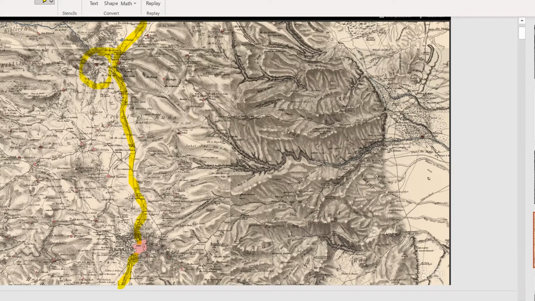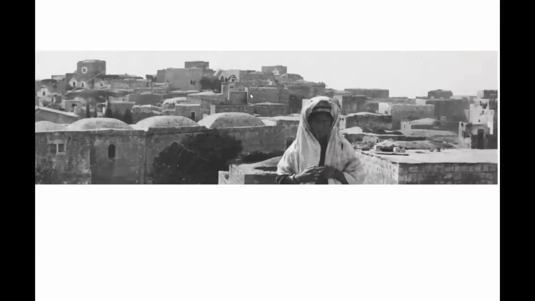Okay. Again, if we look at another photo here, we can see the fabric in close-up. It's the same kind of architecture. It's vernacular architecture, rural architecture in Palestine.